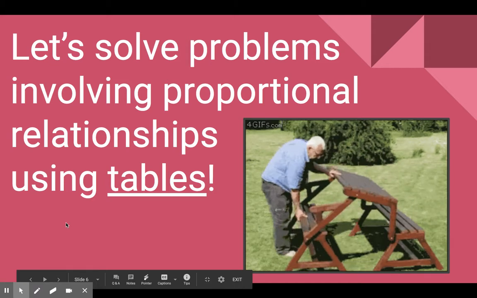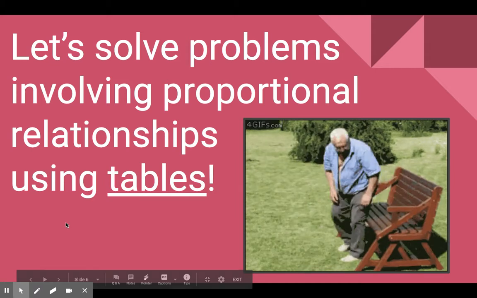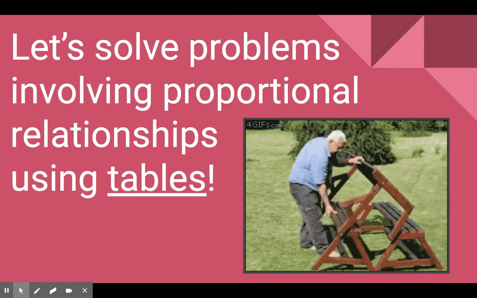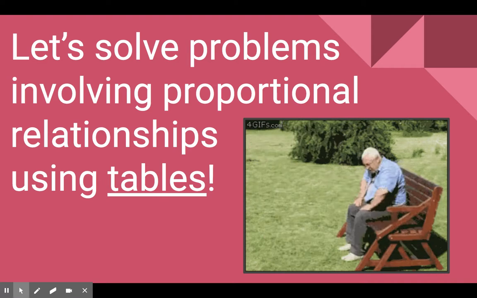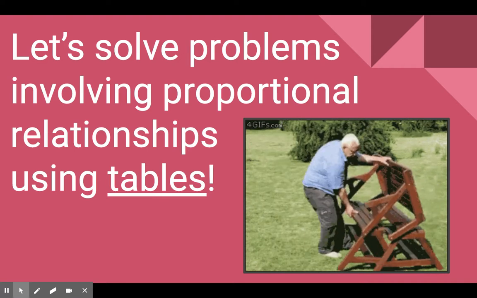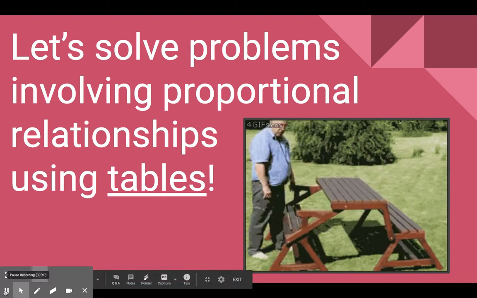So now let's take some time to solve problems involving proportional relationships using tables. And as you can see in that nice GIF, we're going to change that into a nice little table.